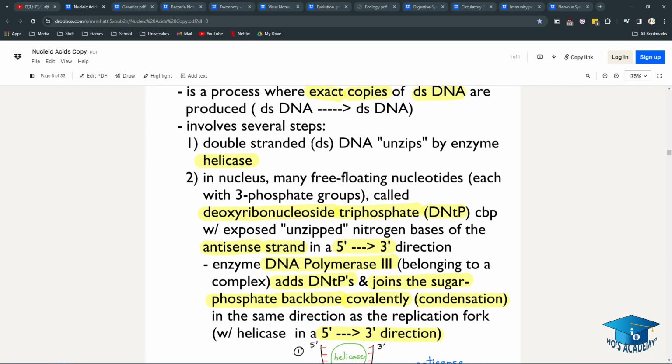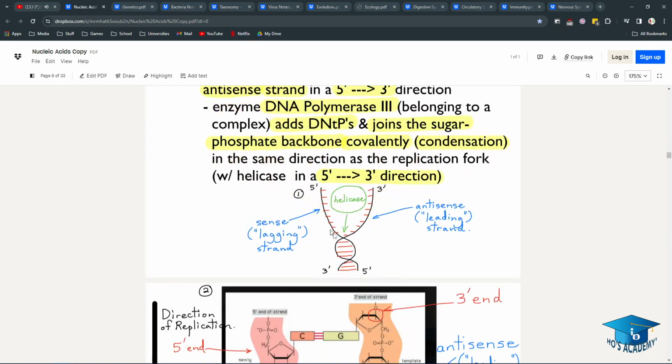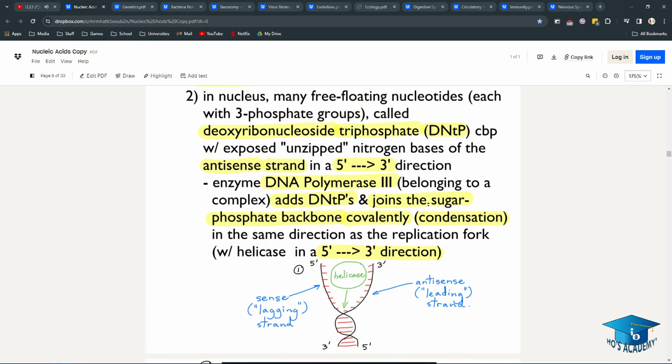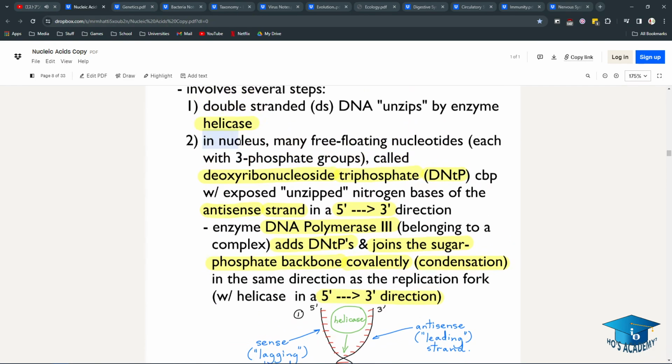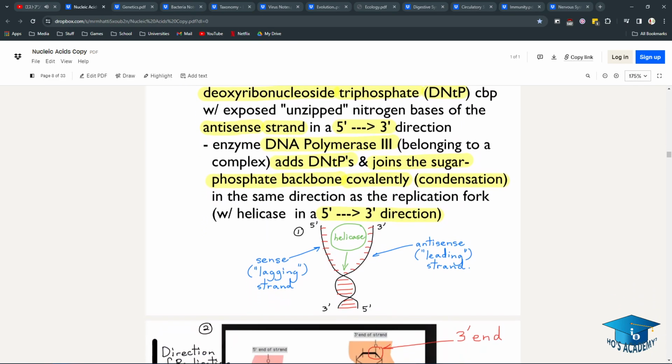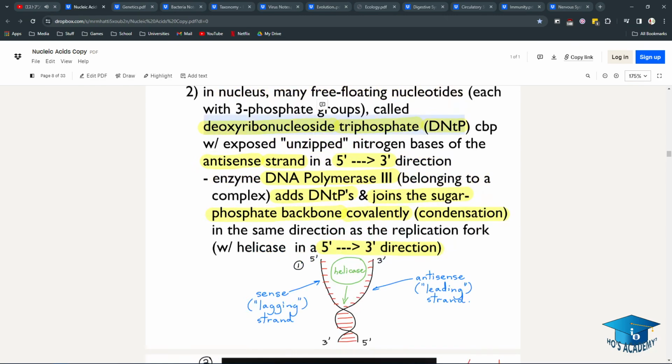First, the DNA is unzipped by DNA helicase, like so. There's the 5' end and the 3' end, but it doesn't matter. It is unzipped in the direction of the complex. In the nucleus, many free-floating nucleotides, each with 3 phosphate groups, called dNTPs or deoxyribonucleoside triphosphates, complementary base pair with the exposed unzipped nitrogen bases, since what helicase did was basically tear apart those hydrogen bonds in the middle, so you could add more dNTPs to them.